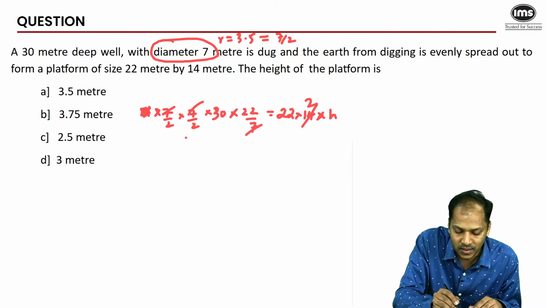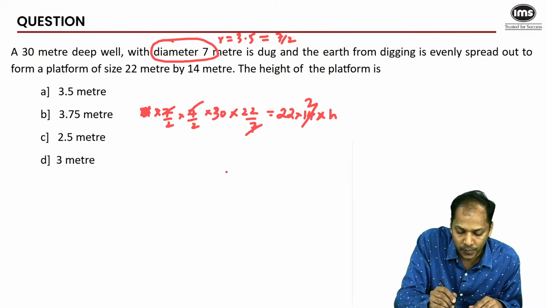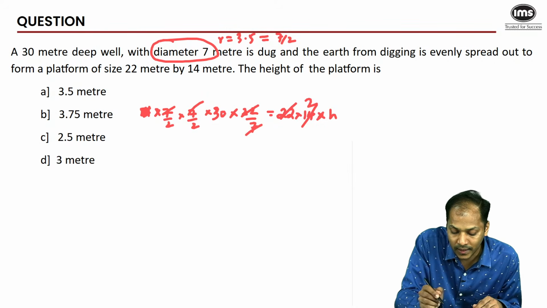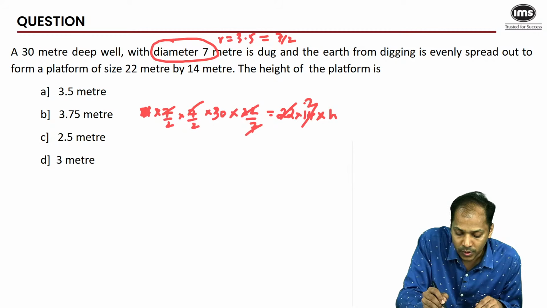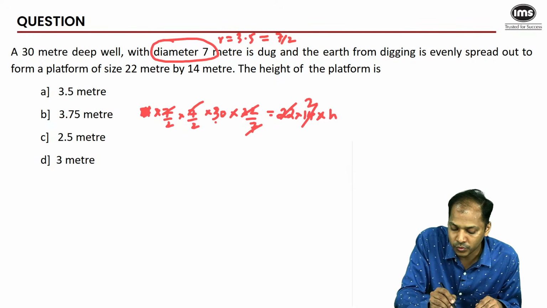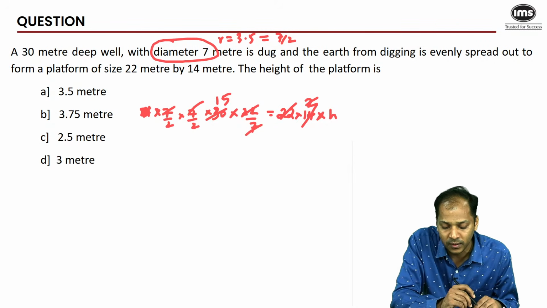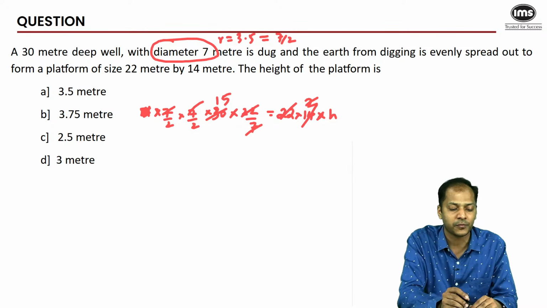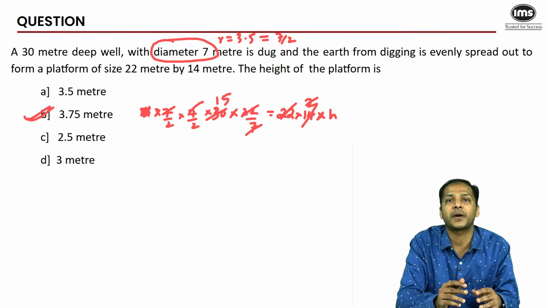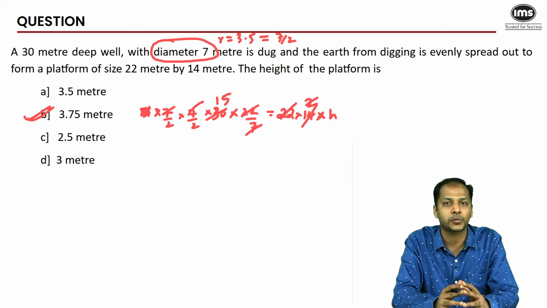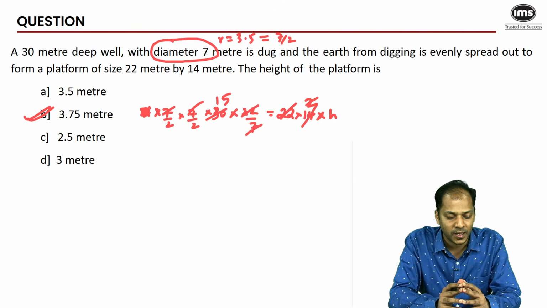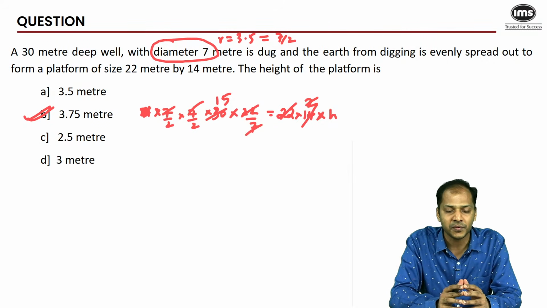What else cancels out? 22 and 22 gets cancelled out. Anything else that's cancelling out? 7 2, nothing particularly, just 1 2 gets cancelled out, so this becomes a 15 by 4. The height is 15 divided by 4, that's 3.75. The correct answer to this question is option B, right? 3.75 meters.